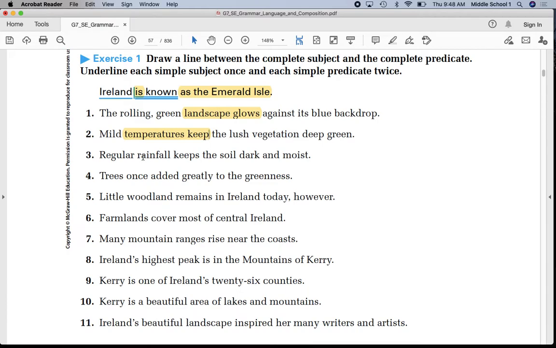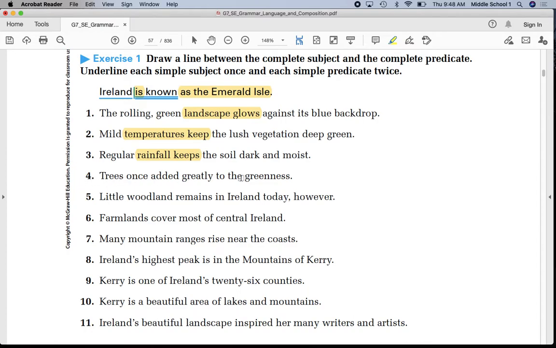Regular rainfall keeps the soil dark and moist. The sentence is talking about rainfall. What does rainfall do? Rainfall keeps. Line in between the two.